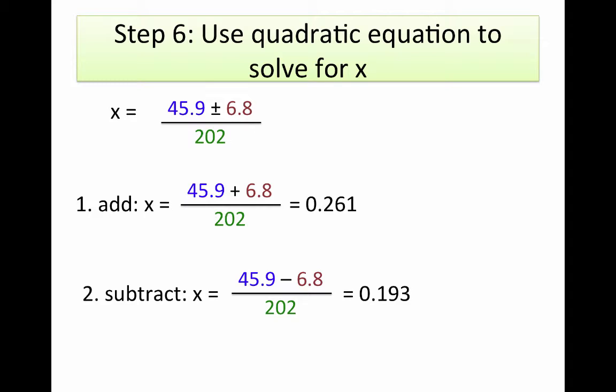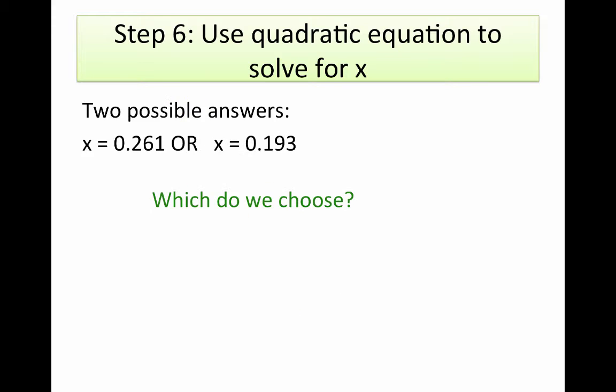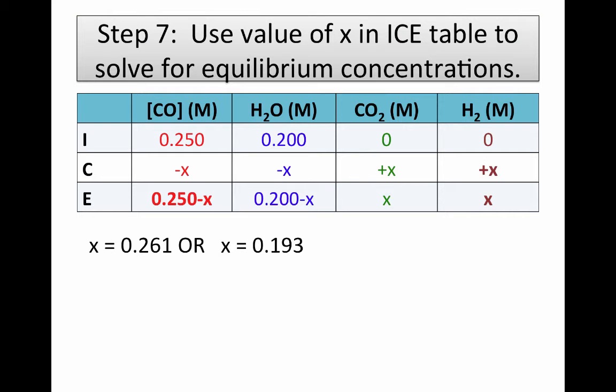So now we have two possible values of x. How do we know which one is correct? To do that, let's go back and look at our ICE table. If we look at the ICE table, it will become obvious which one we want to use. That's step 7. In step 7, we're supposed to use that value of x in the ICE table to solve for equilibrium concentrations. So what happens if you use x equals 0.261?